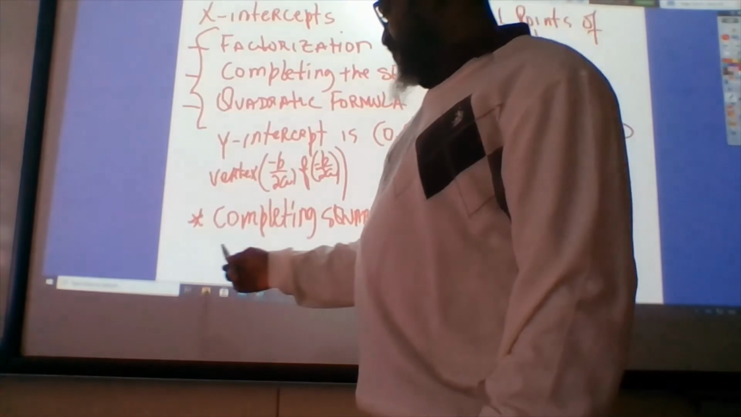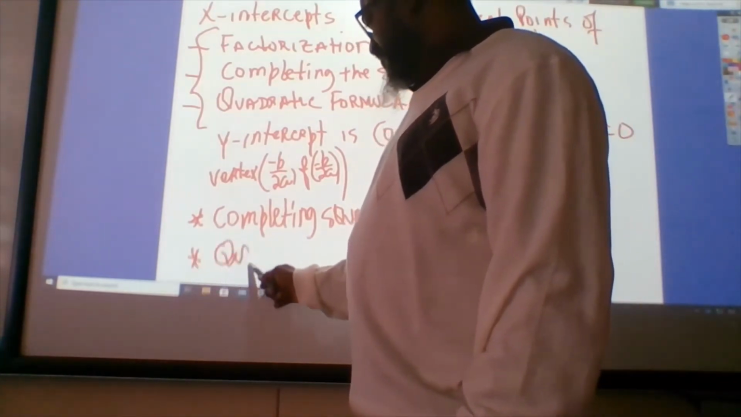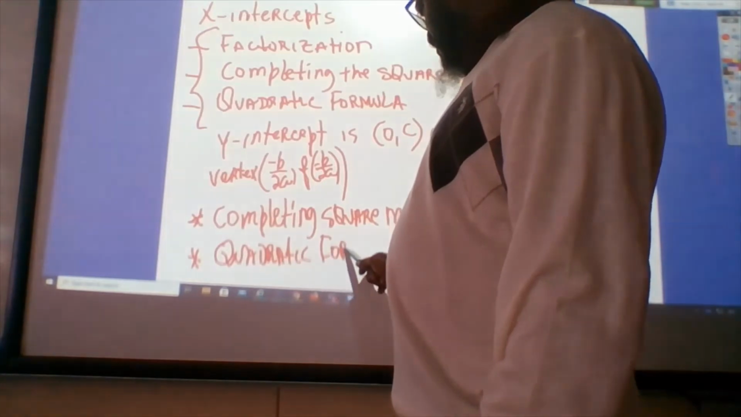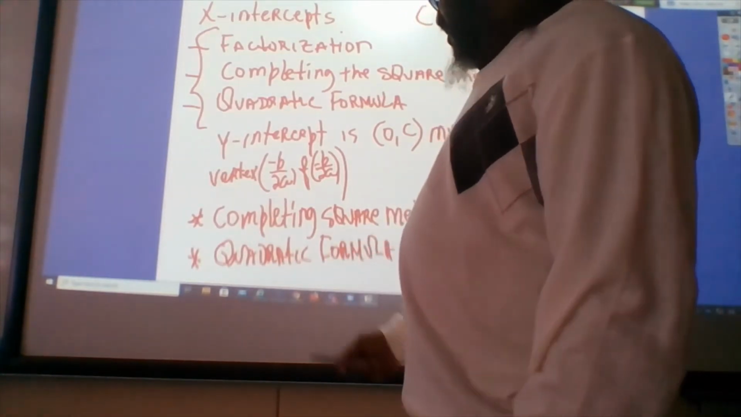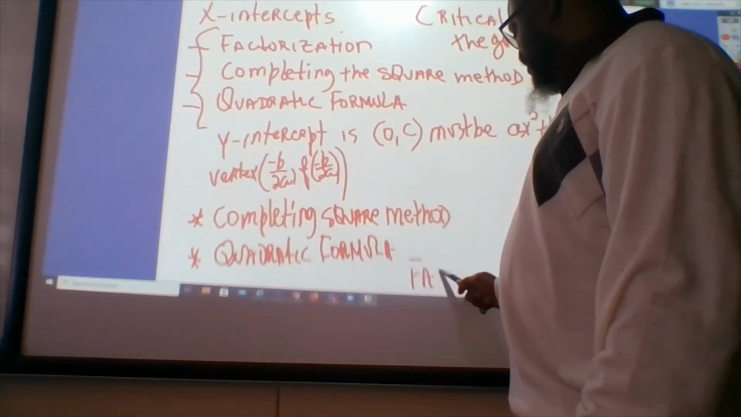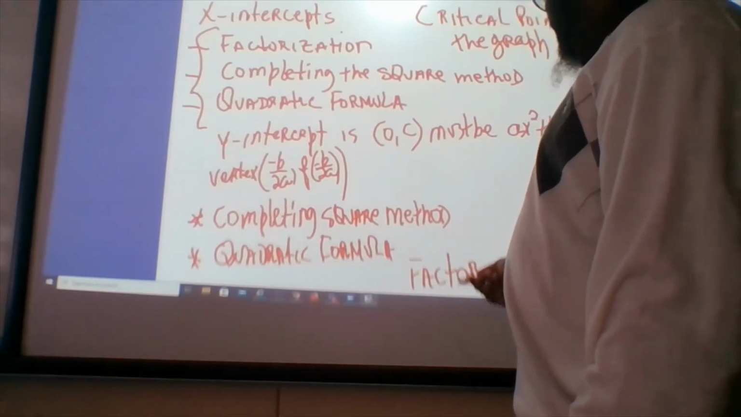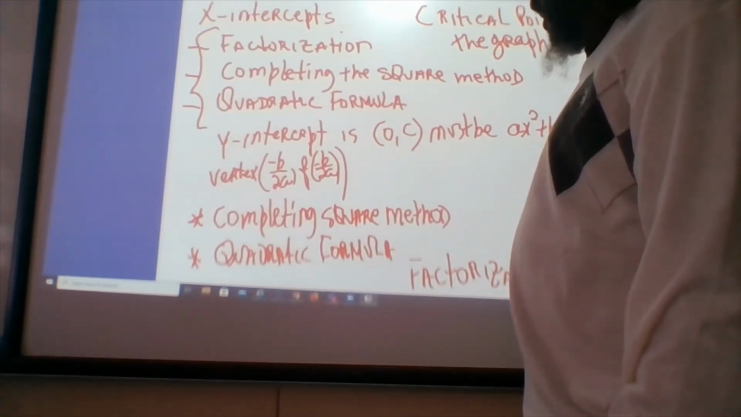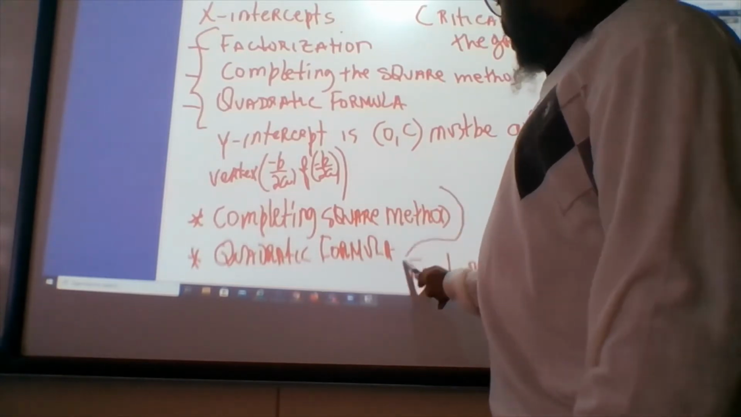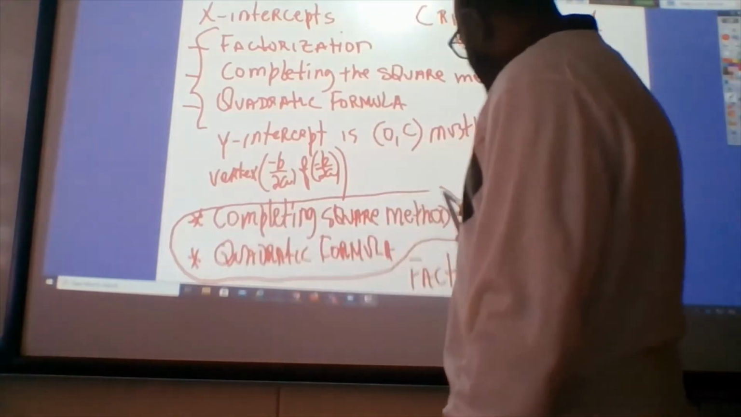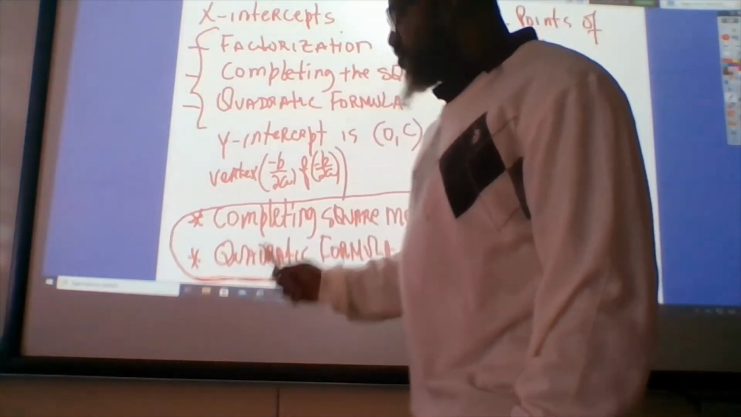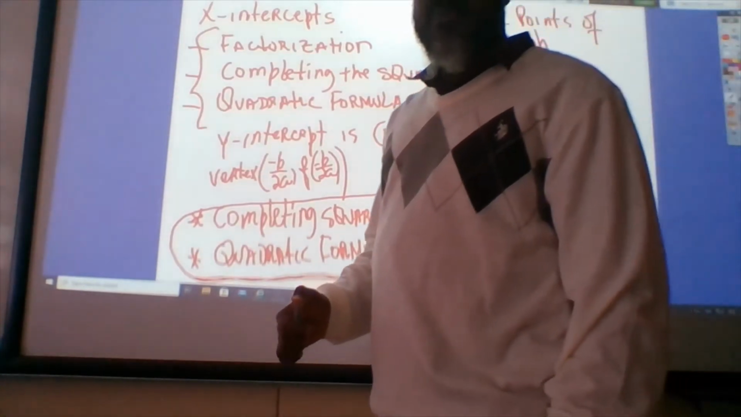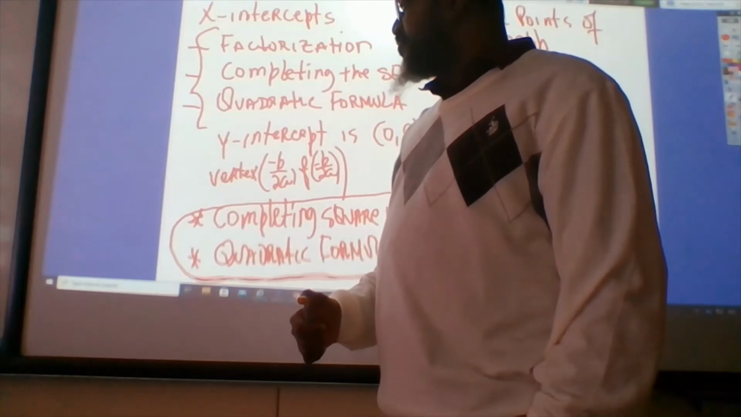You can either use completing the square or the quadratic formula, which is a formula that I will show you how to derive. And the other option is factorization. But not all the time can a quadratic equation be factored, so we're going to focus on completing the square and the quadratic formula. This always works. Those are the two that we're going to spend time on. It doesn't matter whether you use completing the square or the quadratic formula, you will always find your x-intercept. Factorization does not work all the time. So those are the critical things that we are going to look for.